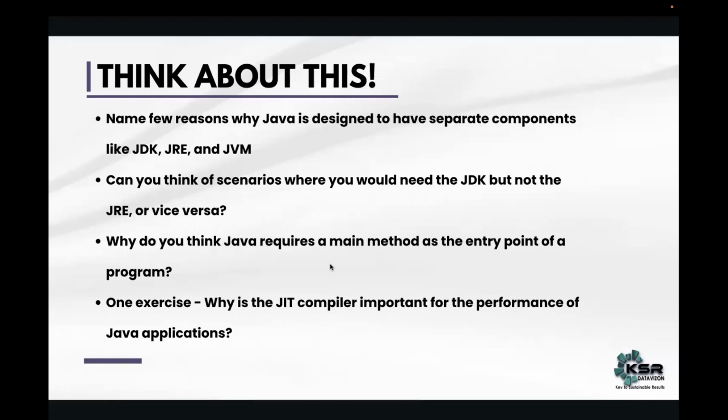And the second main reason is platform independence. By making different JVMs and separating these components, it was easy for them to design Java as platform independent. This is another reason. You can think of a lot of reasons why they would have done that.